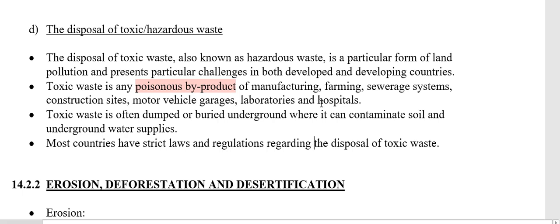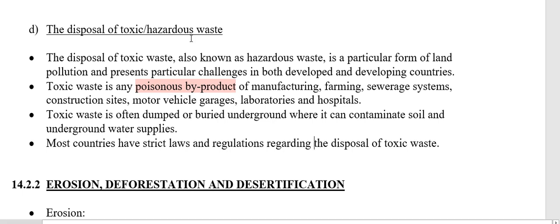Right, and as I said, it can be anybody. It doesn't have to be hospitals. It can be a factory if they produce dangerous chemicals that they need to dispose of. The farmers, the pesticides and stuff. Sewage is dangerous. Any human waste, whether it's blood or whatever, is potentially toxic. And it has to be disposed of in a certain way to minimize the risk to the health of people and animals and the soil and the water.